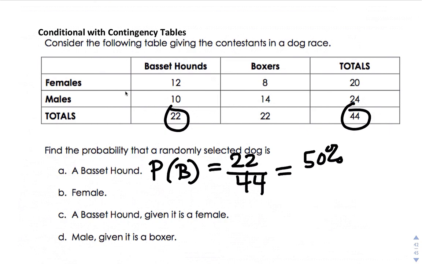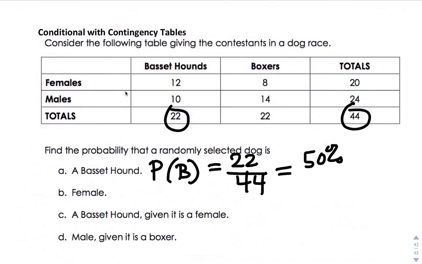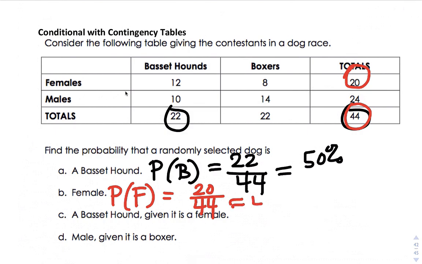All right, find the probability that a dog is a female. Okay, so females, here's total females out of total dogs. So probability that they are female is 20 out of 44, which is about 45.5%.